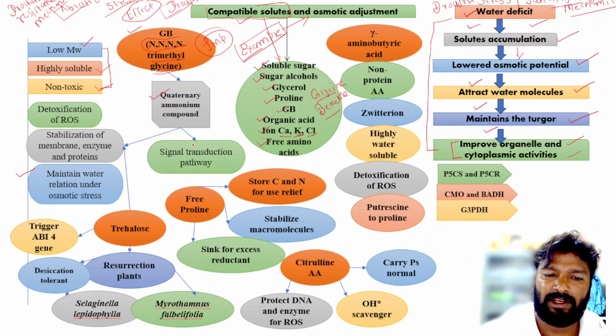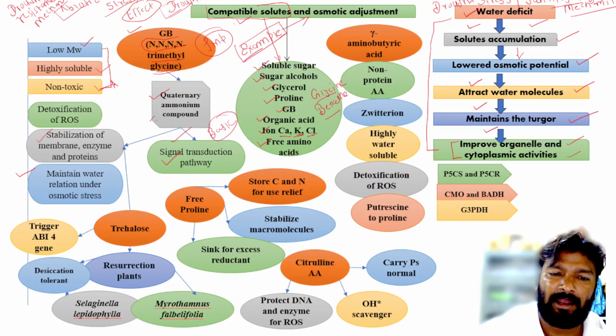These compounds are involved in the signal transduction pathway. We already discussed the signal transduction pathway in the basics of abiotic stress. Also, glycine betaine is involved in the stabilization of membranes, because you know that under abiotic stress there is a production of high ROS, reactive oxygen species.